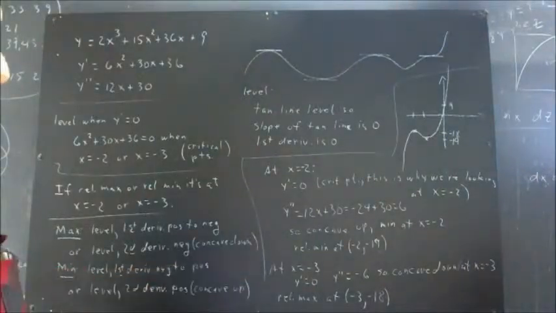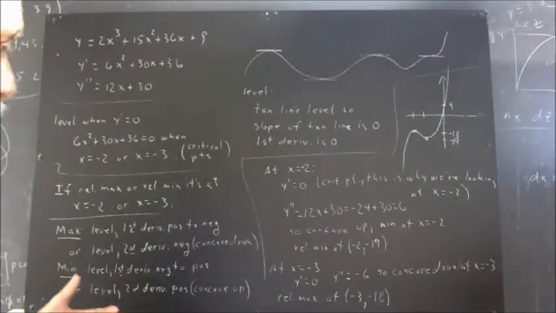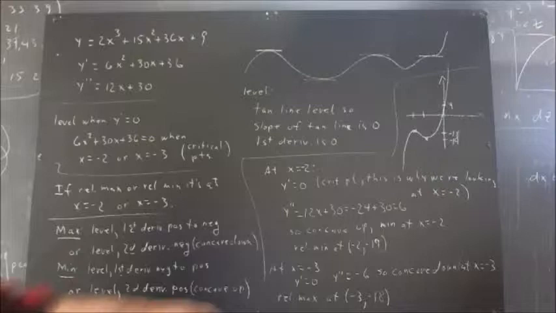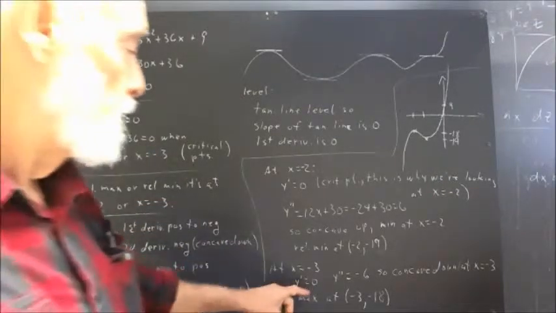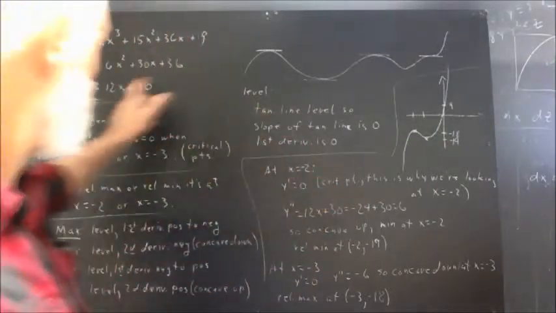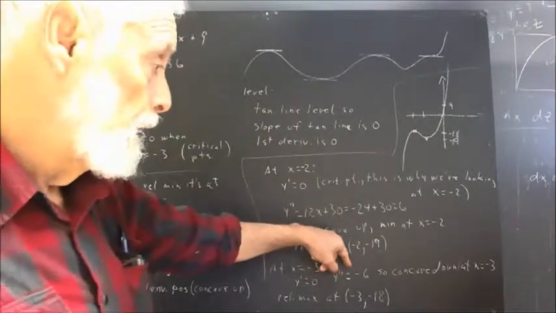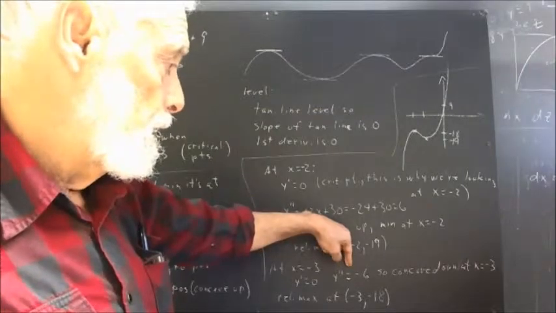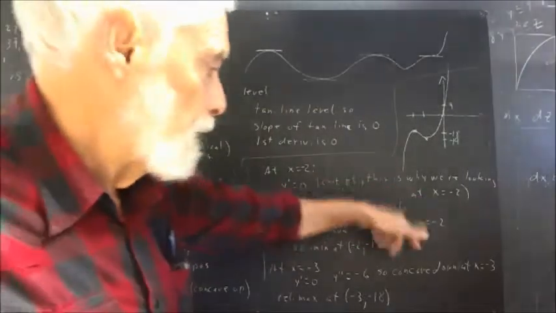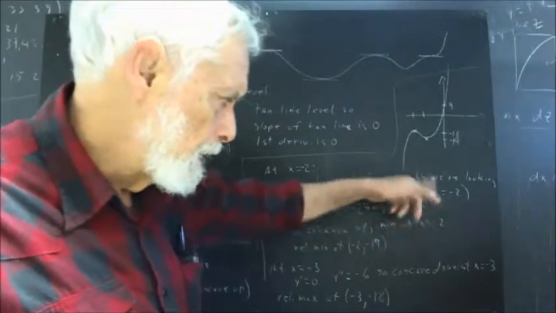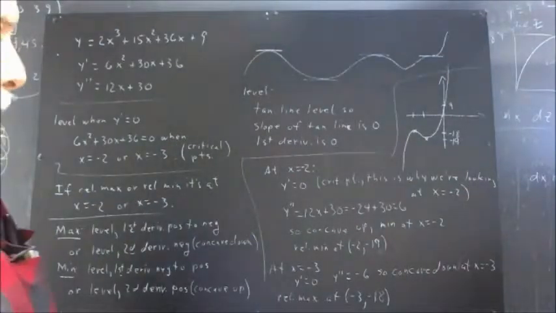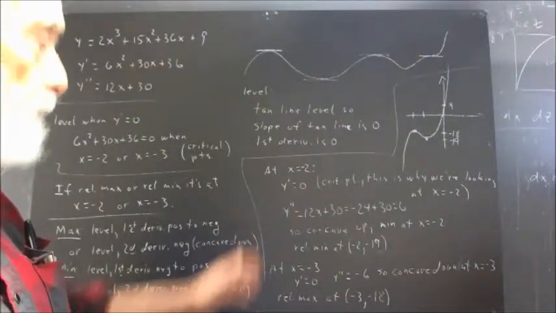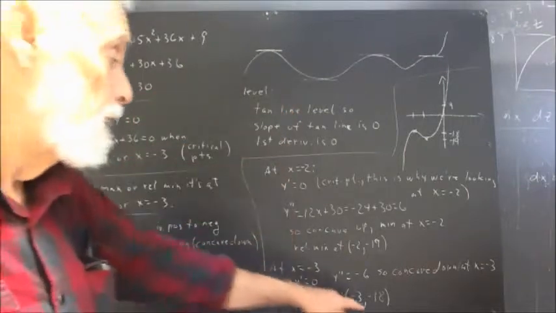At x equals -3, we do the same thing, and when we evaluate the second derivative, we get -6. And we see then that the graph is concave down. I couldn't read my own writing there. That's not very well written. But it's concave down at x equals -3, which means that there's a relative maximum at x equals -3.